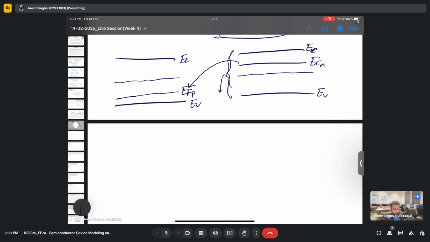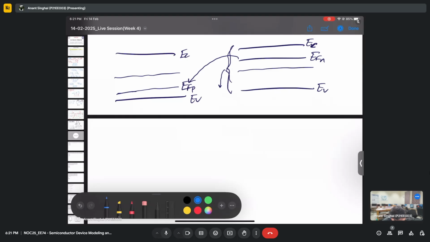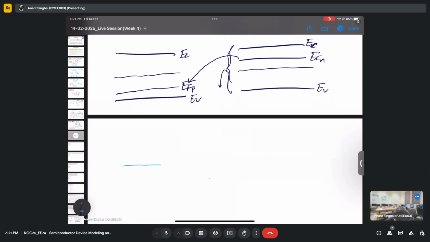So again, I'm talking about equilibrium. First of all, what do you think will happen to the Fermi level if I join them? They'll align. Yes, exactly. So let me make that line first. They will align, right? So let's say this is the Fermi level that has changed now. So what will happen is the electron is flowing from N to P.